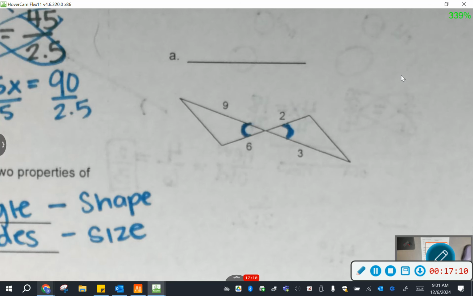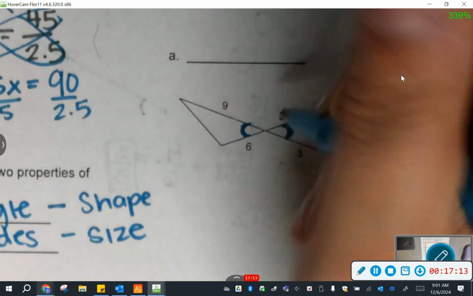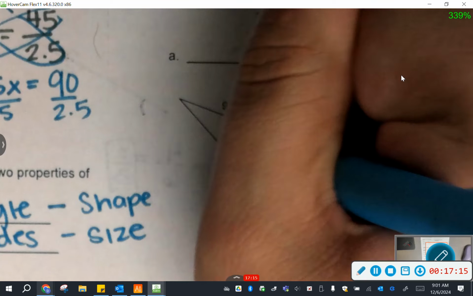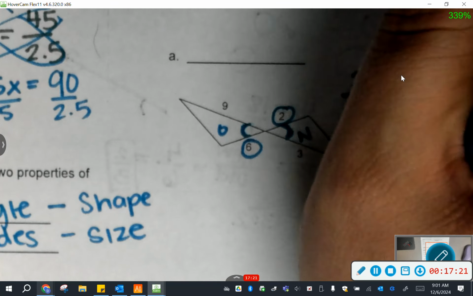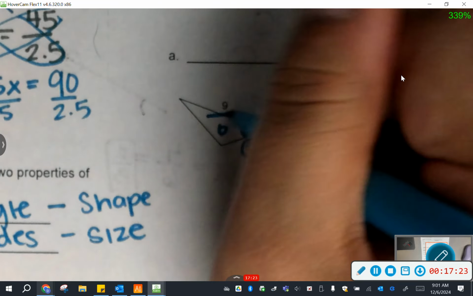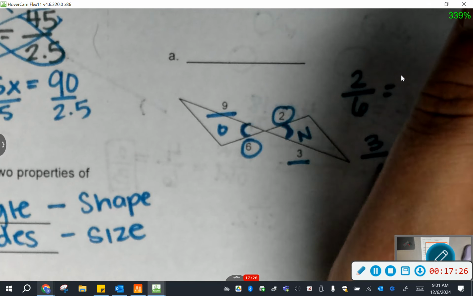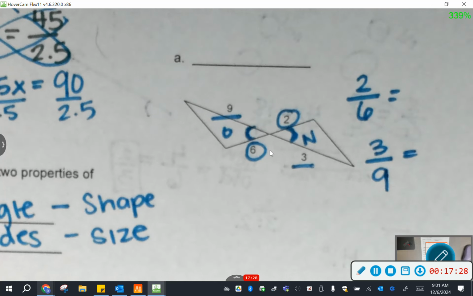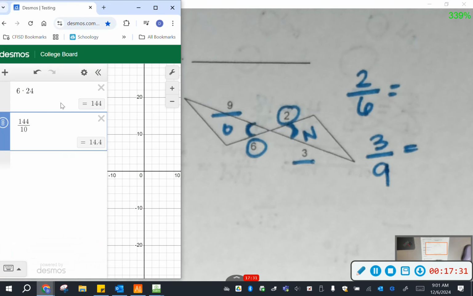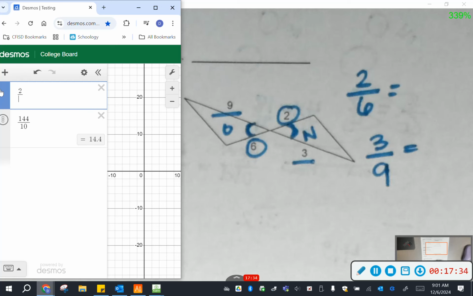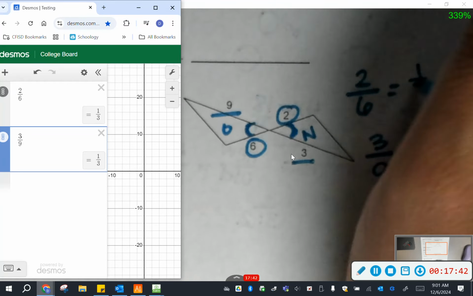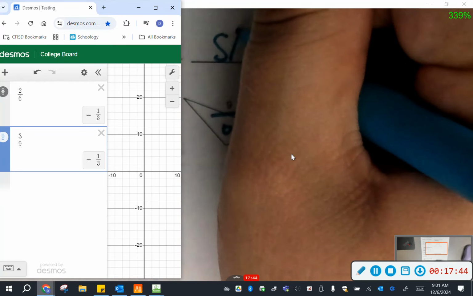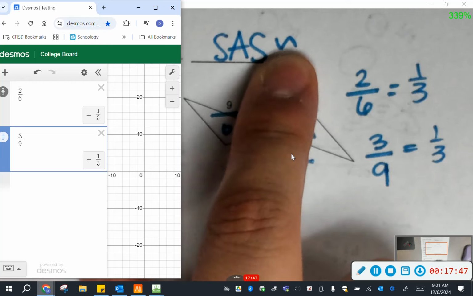Which ones? I'm going to do my small with my small. I'm going to call this the new and the old. My small number with my small number. The bigger number with the bigger number. And then divide those in your calculator. What is 2 divided by 6? What is 3 divided by 9? Are they the same? So this is SAS. A lot of y'all yesterday forgot that little squiggly.